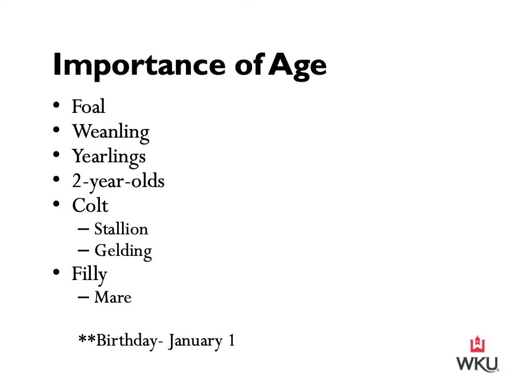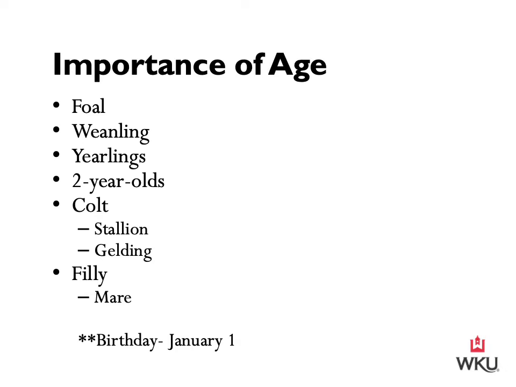So it doesn't matter if my foal is born on January 1st, January 30th, or September 1st. It doesn't matter when that foal is born throughout the year. It is considered to be born on January 1st. So for example, a foal that is born on April 1st of 2001 will be 10 years old on January 1st of 2011. Individuals who race or show are going to try to have foals that are born as close to January 1st as possible.